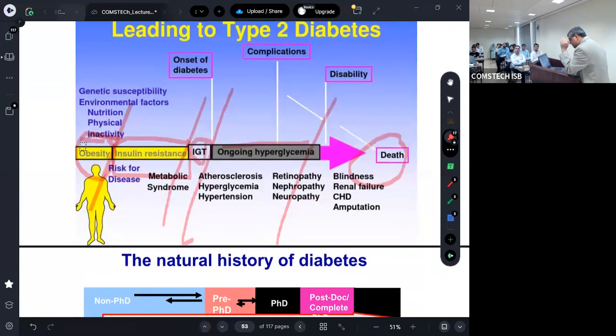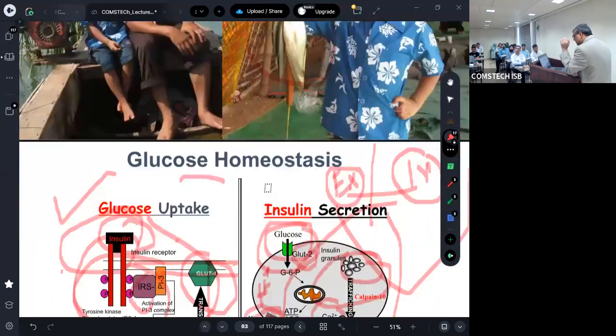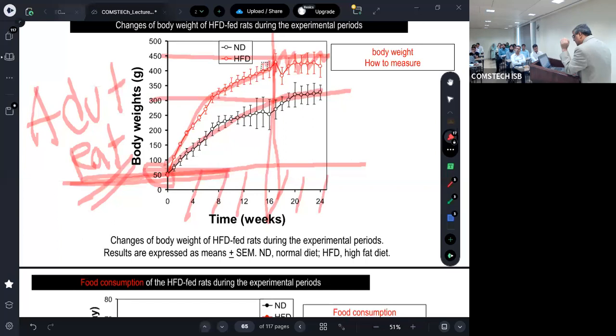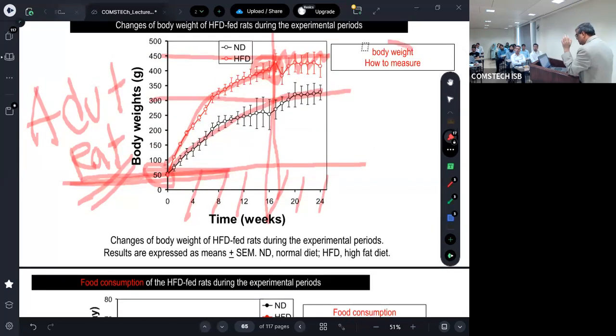that means obesity. Then insulin resistance starts. You see here, this area is 3 to 4 months, the maximum weight. In this time, we checked their blood glucose as well as insulin. This is the body weight. The question is, how do you measure body weight? Balance, very simple.